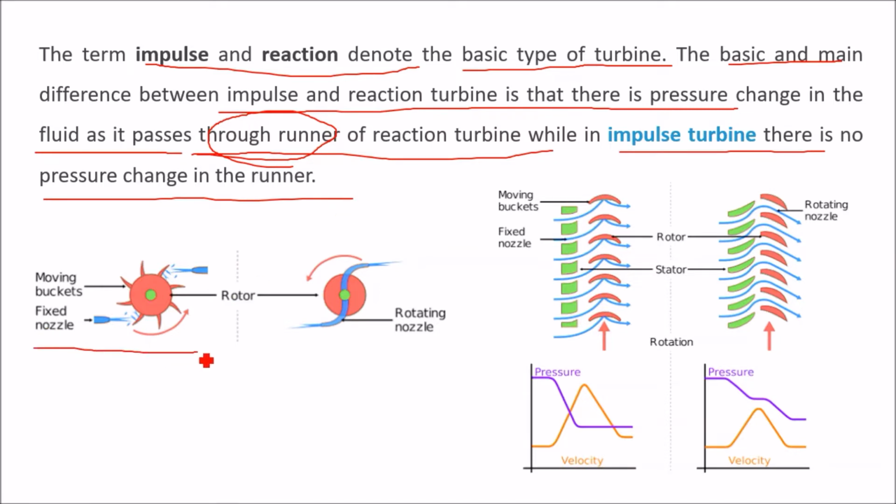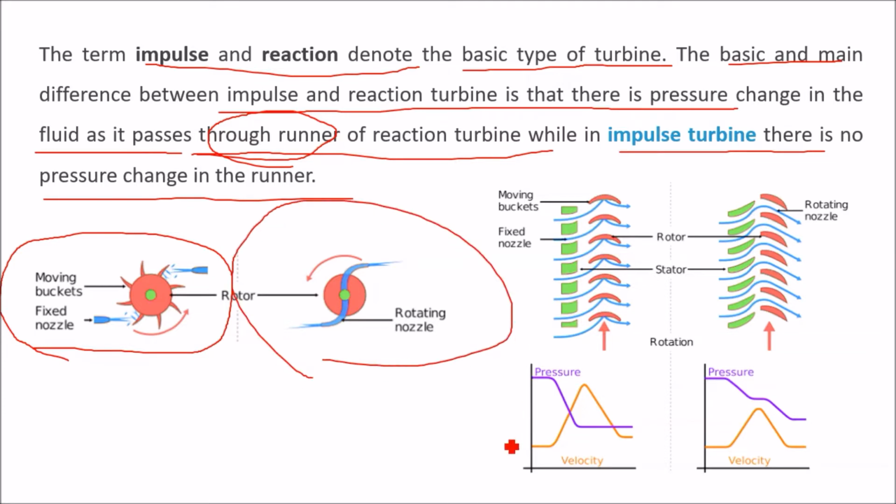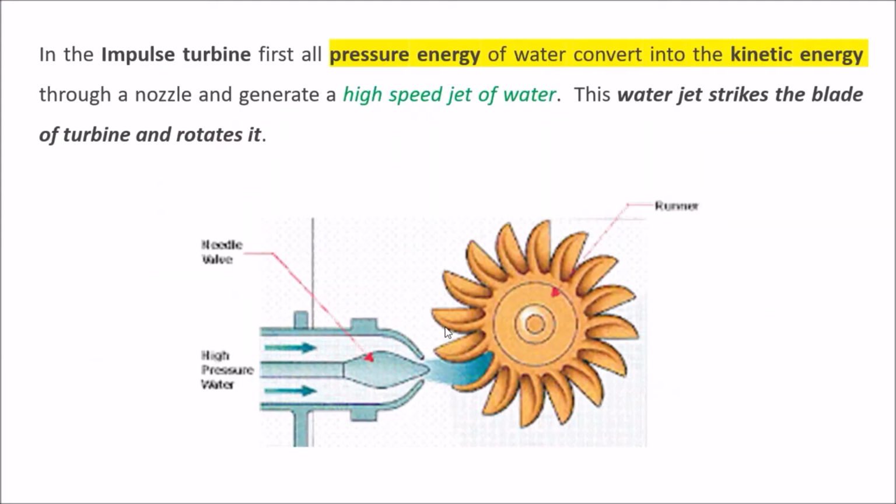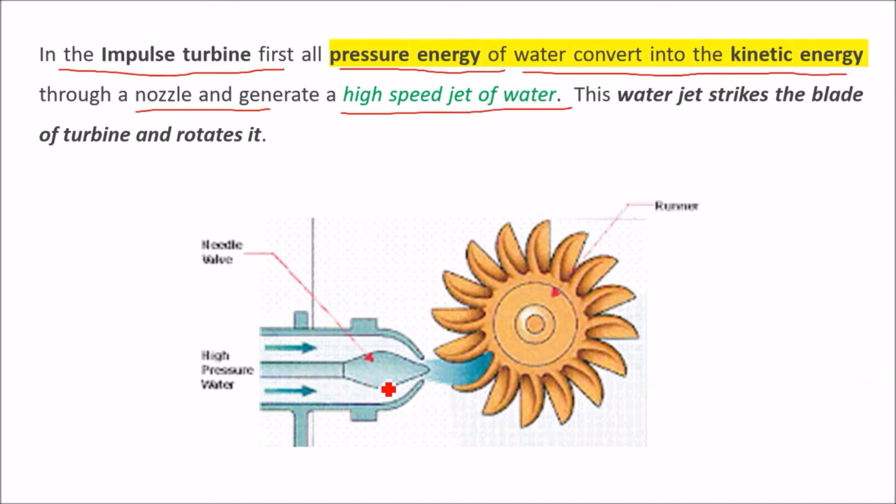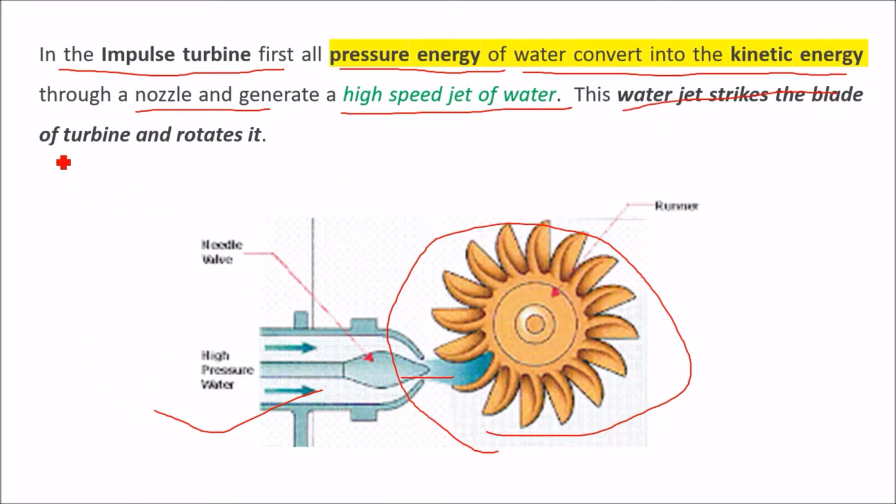This is the diagram for the impulse turbine, and this is for the reaction turbine. Here you can see the pressure change in those impulse and reaction turbines. The impulse turbine is a turbine in which pressure energy is converted into kinetic energy through the nozzle and generates a high speed jet of water. Here you can see in the diagram this is the high speed water, and this is the runner which is rotating. Water strikes the blade and the turbine rotates. This is called the impulse turbine.